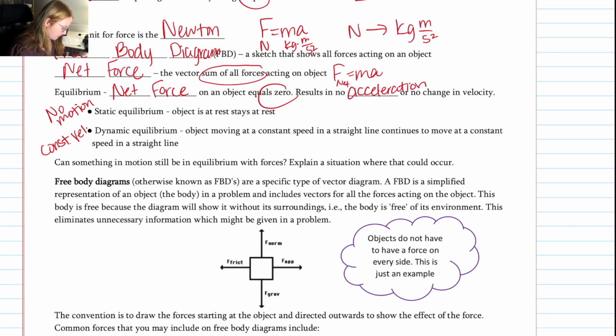Okay, so can something be in motion and still be in equilibrium? Yes, if speed is constant. Then no acceleration.